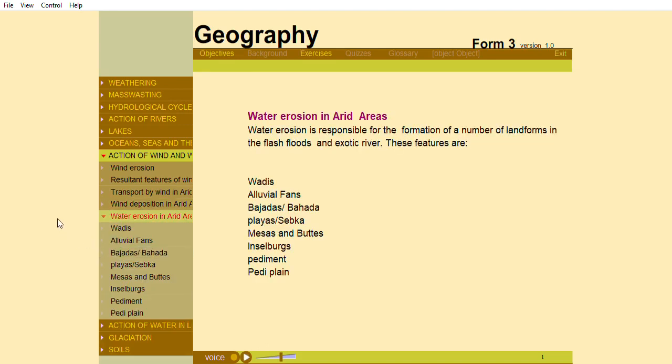Water erosion in arid areas. Water erosion is responsible for the formation of a number of landforms in the desert. The water originates from flash floods and exotic rivers. These features are wadis, alluvial fans, bajadas or bahada, playas or sebkha, mesas and buttes, inselbergs, pediment and pediplain.